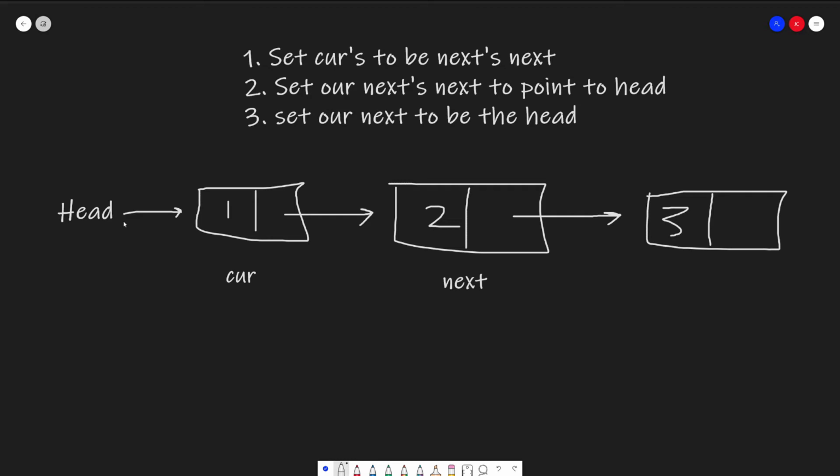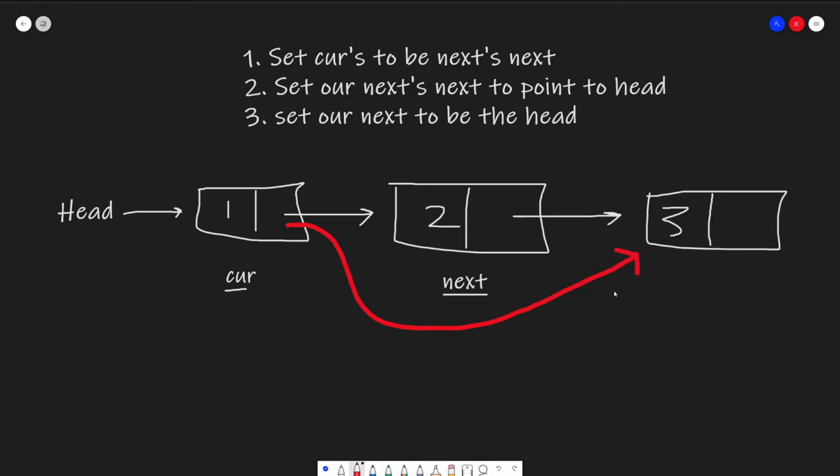To summarize our algorithm into 3 steps, we have our current node, which represents the node that we're currently looking at, and another node next, which just represents current.next node. To solve this problem in 3 steps, first, we would set our current node to be next's next. So this would now point over here.